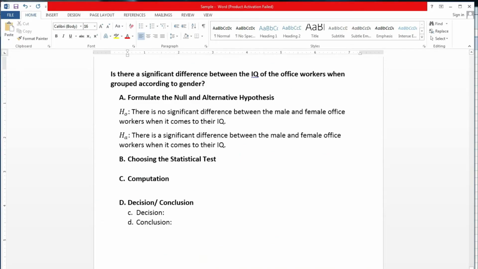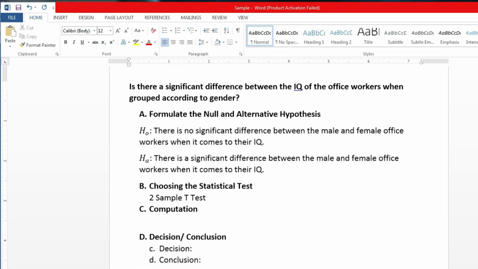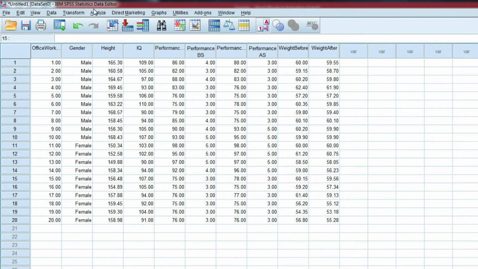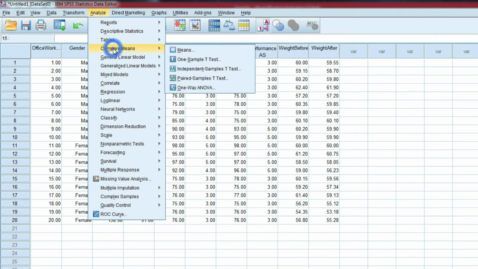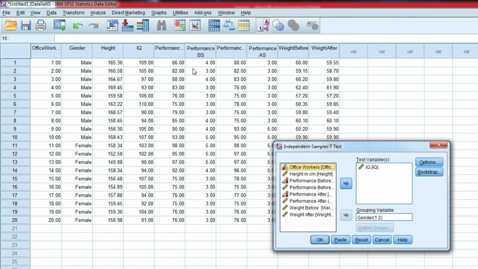So we go back here. We have the two-sample t-test for independent mean. Then we go back again to our data. We are now ready to analyze. So click Analyze. You go to Compare Means, then Independent Samples t-test. Okay, we remove this first.